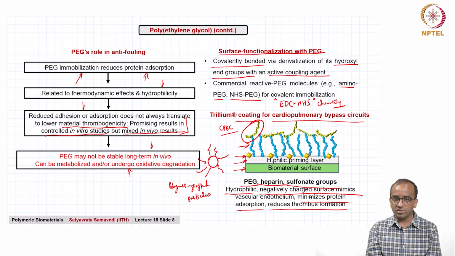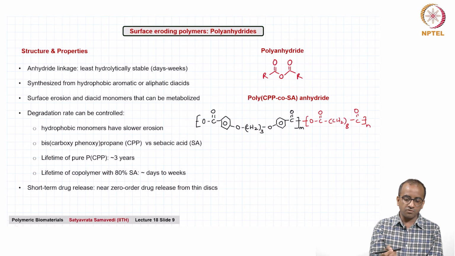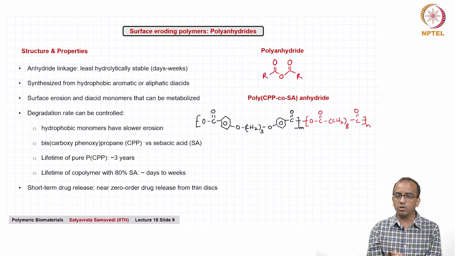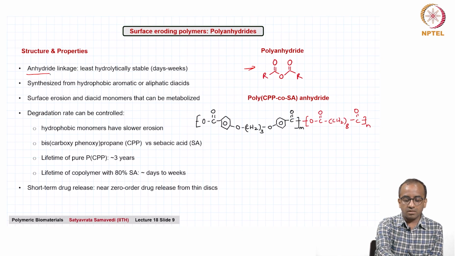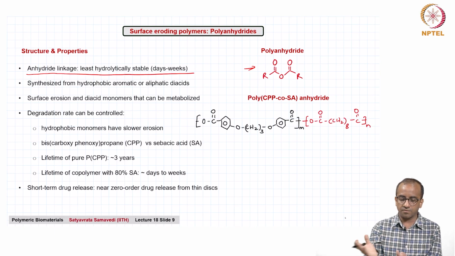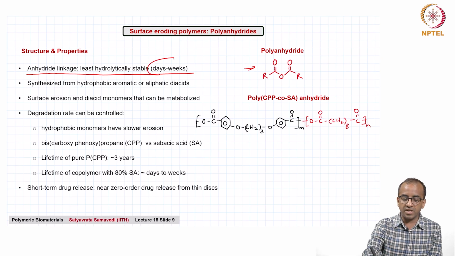Now, having looked at some of the more classical polymers, we will now move on to other types of polymers that started being developed around the 80s and 90s, or got very popular around that period for biomedical and clinical applications. We will start with polyanhydrides and then move on to degradable polyesters. Now, polyanhydride is the structure of which is shown here. The anhydride linkage has very poor hydrolytic stability, and it can cleave in days to weeks.